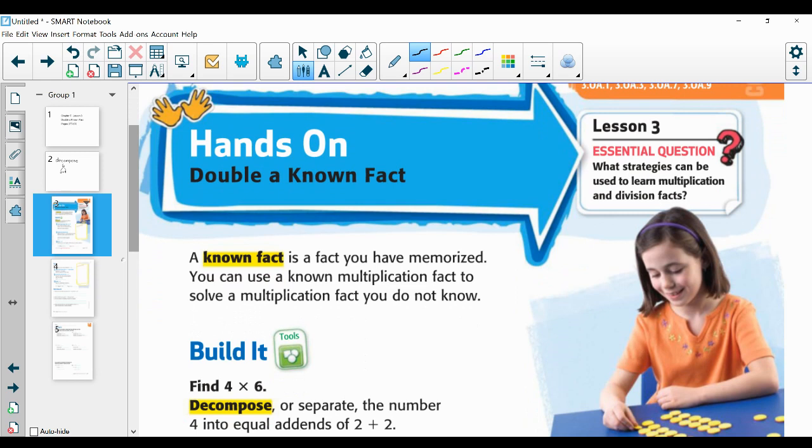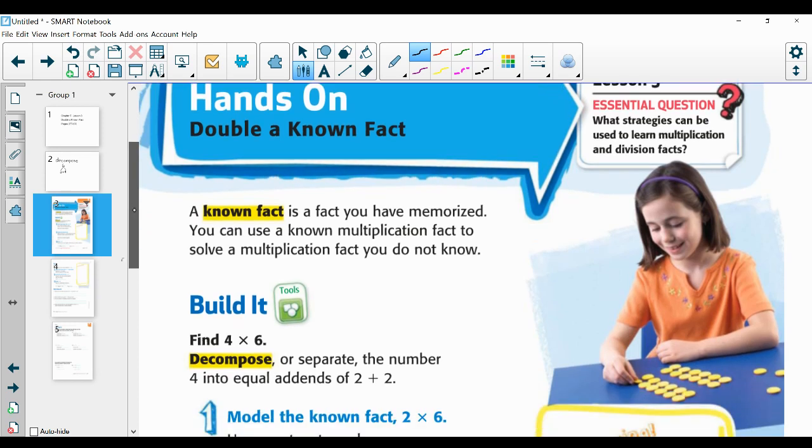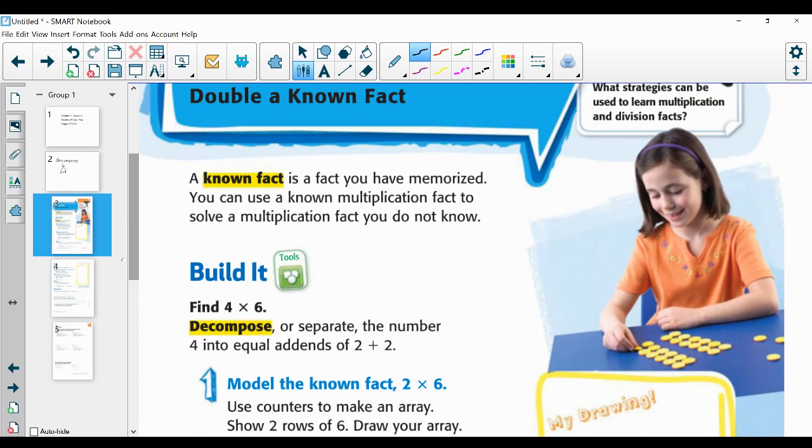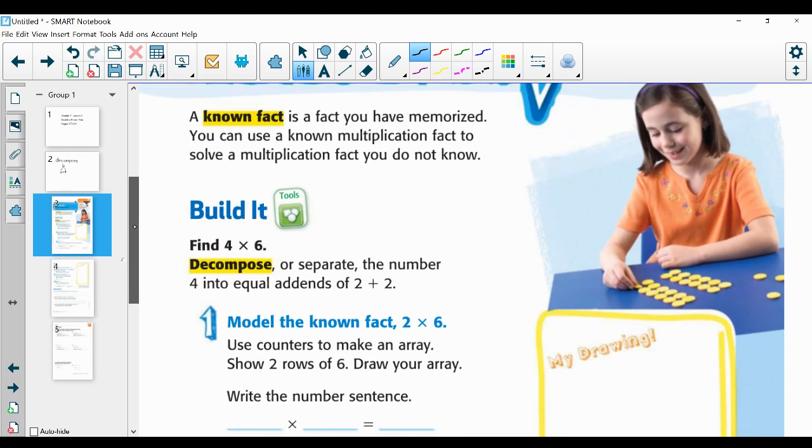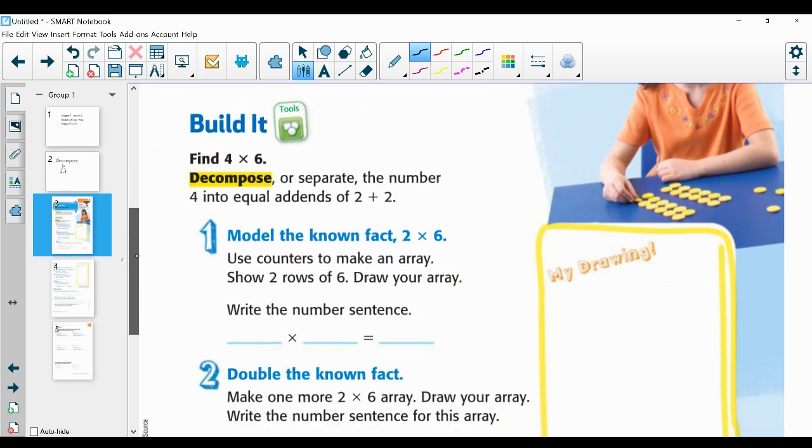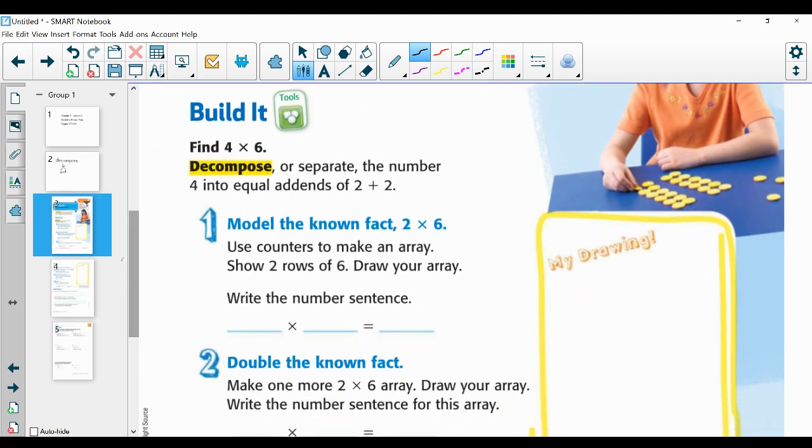So this lesson's essential question is, what strategies can be used to learn multiplication and division facts? This is a new strategy for you. A known fact is a fact you have memorized. You can use a known multiplication fact to solve a multiplication fact you don't know. So let's look at this one. Find 4 times 6. Here's our word, decompose or separate the number 4 into equal addends of 2 plus 2.